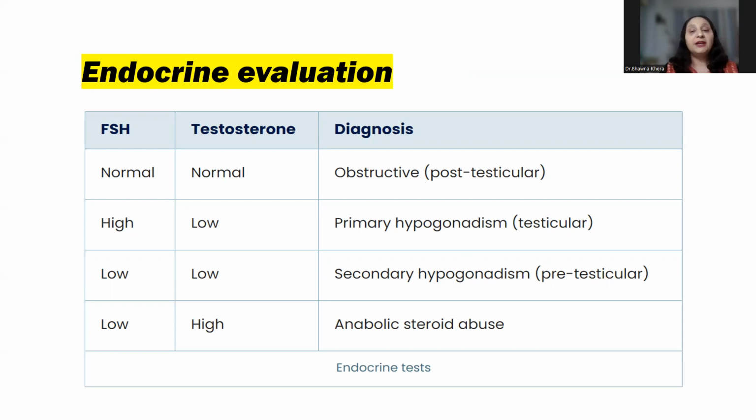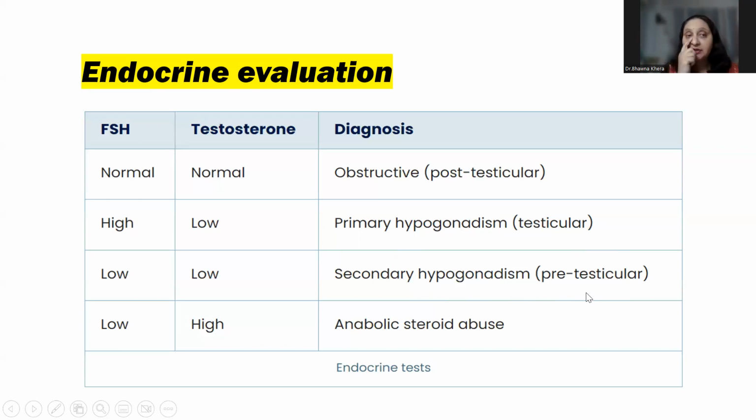Then there is primary hypogonadism. Now, primary hypogonadism means gonads are not functioning properly. So primary testicular cause. So now because gonads are not functioning properly, testosterone is going to be low. Testosterone is low, no feedback to pituitary. So it will keep on producing more of gonadotropins. It will keep on producing. So FSH is high.